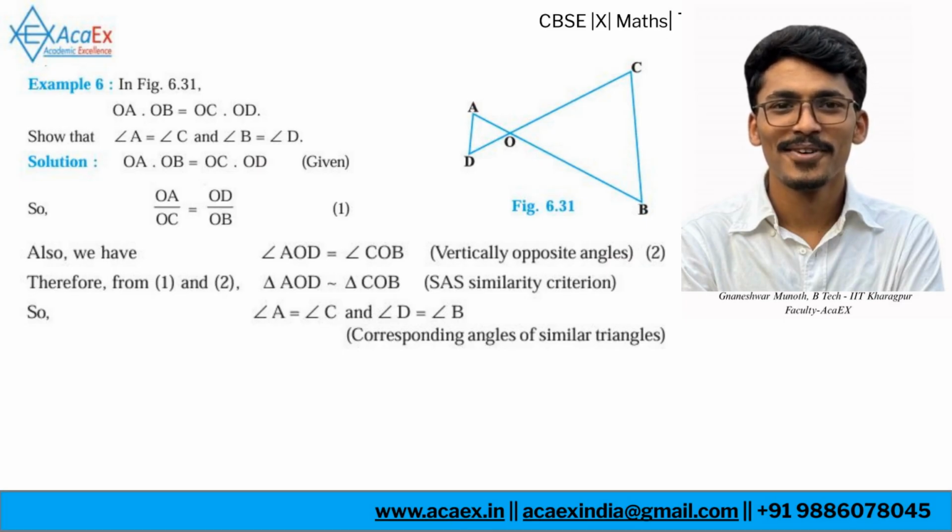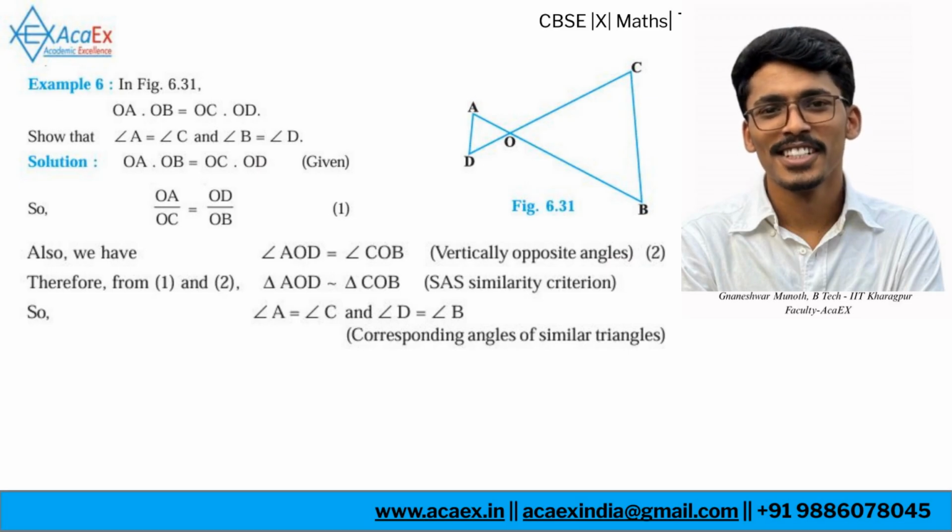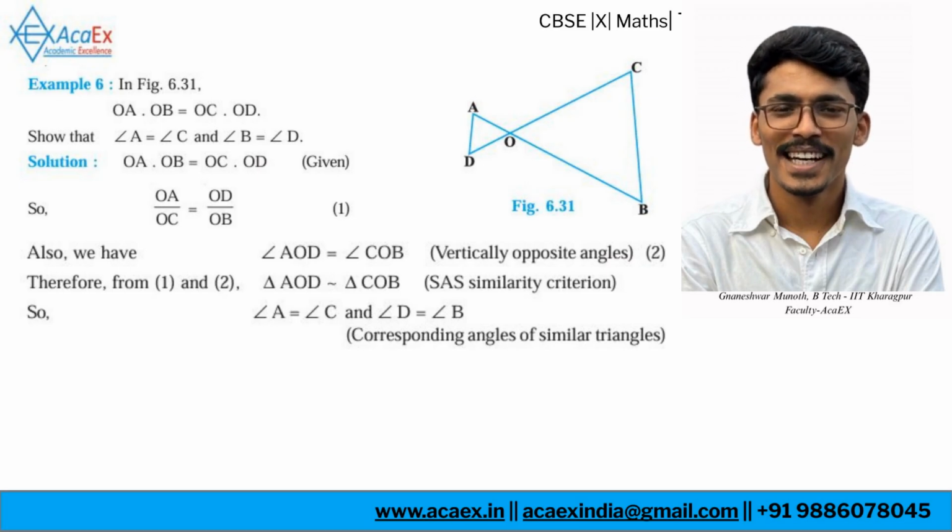The angles AOD and COB are vertically opposite angles, so they are equal. Based on the equal angle and the proportional sides including that angle, by the SAS similarity criterion, triangle AOD is similar to triangle COB. Since the triangles are similar, their corresponding angles are equal. Therefore, angle A equals angle C, and angle D equals angle B.